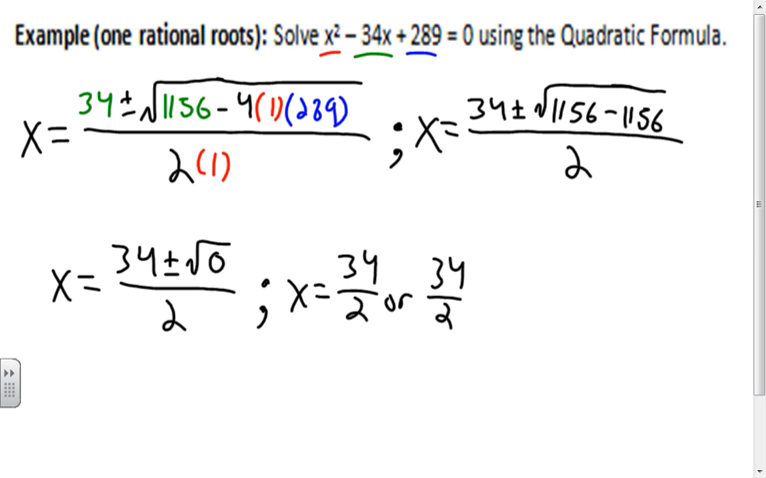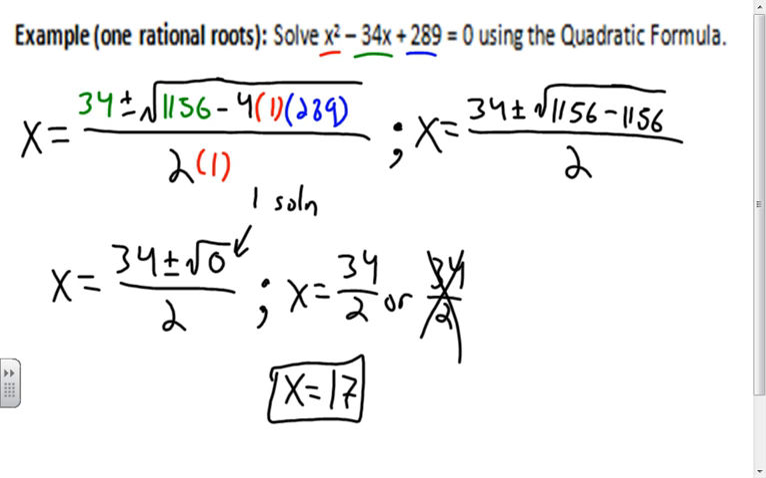So since it's the same thing, we don't need both. We just need the 1. But we do want to simplify that to 17. So in this case, we only have one solution. X is 17. And how we got that was this square root became 0. So that indicates that there was just one solution, because we didn't change our numerator at all. Because when we added 0 or subtracted 0, it didn't change. So in this case, we just got the one solution of x is 17.